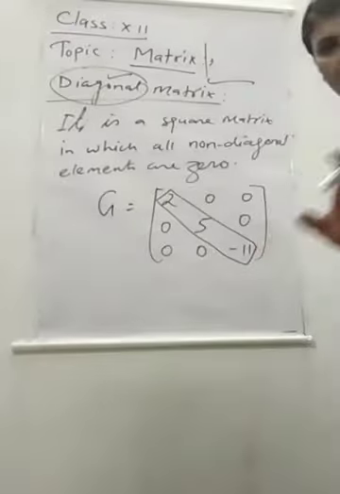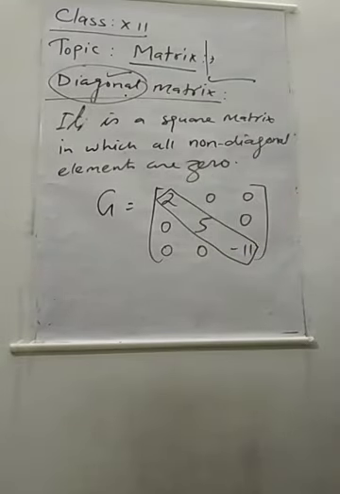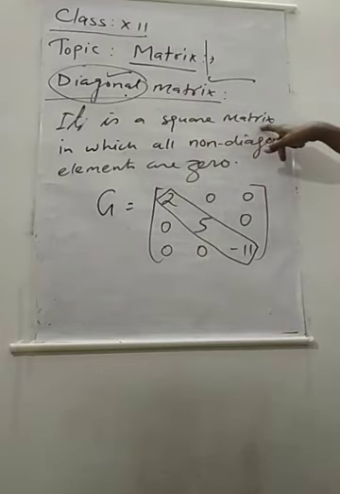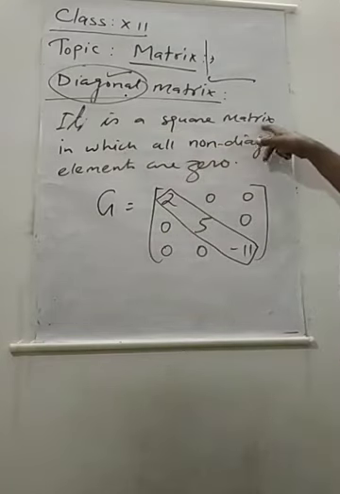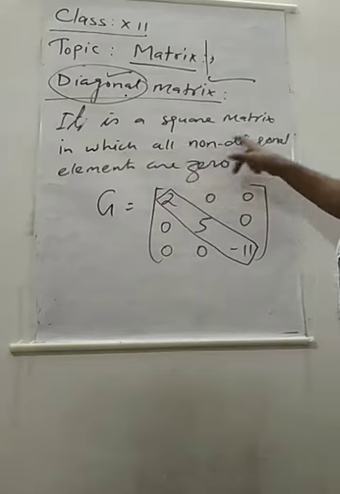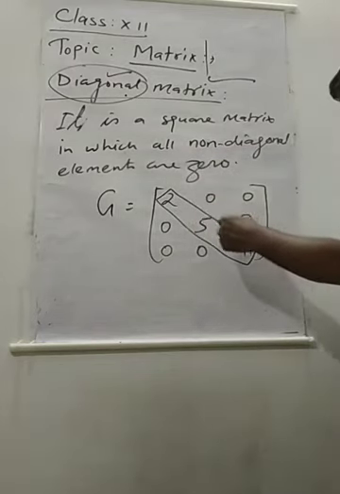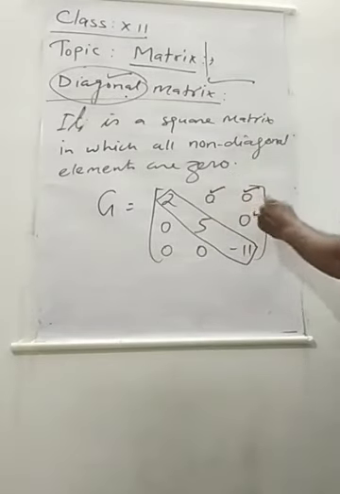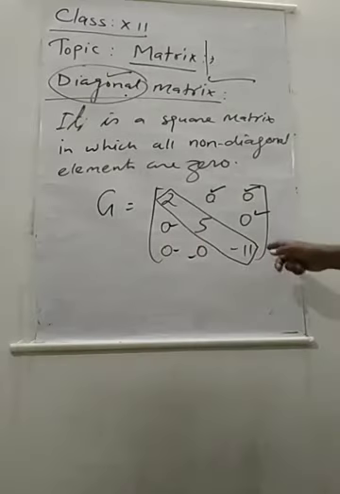Subordinate diagonal has not been given much importance. So the word diagonal means only the principal diagonal. That's why I've written it here. Let us go again with the definition and try to understand why this is an example. It is a square matrix in which all non-diagonal elements are zero, meaning except the diagonal elements, all others must be zero. See, all others are zero except these. All others must be zero. That only is the definition.